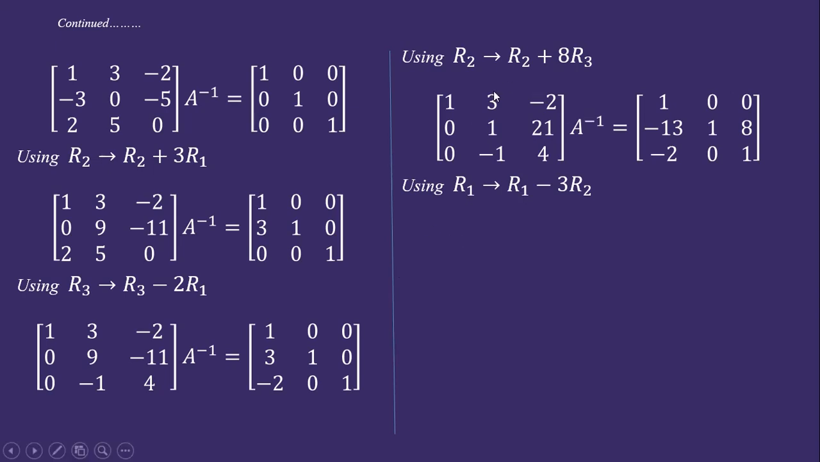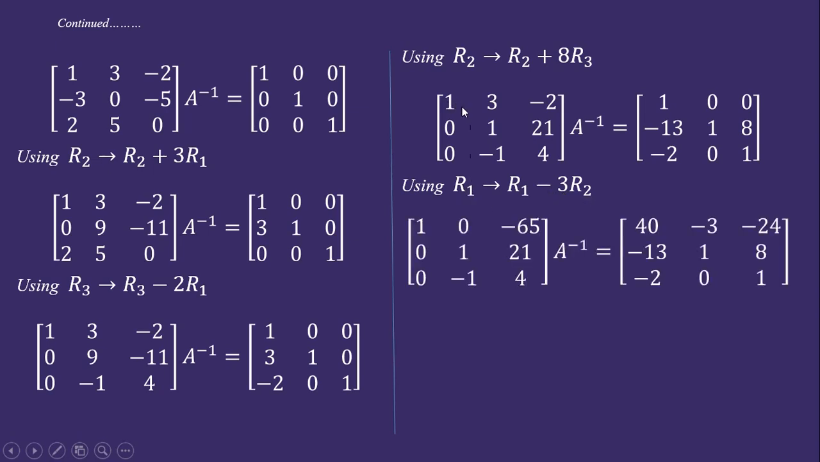So we make 0 here using this element 1. We multiply the second row by 3 and subtract from the first row. Since here we have 0, this 1 will not get disturbed. So R1 minus 3 R2, we make the change in the first row.